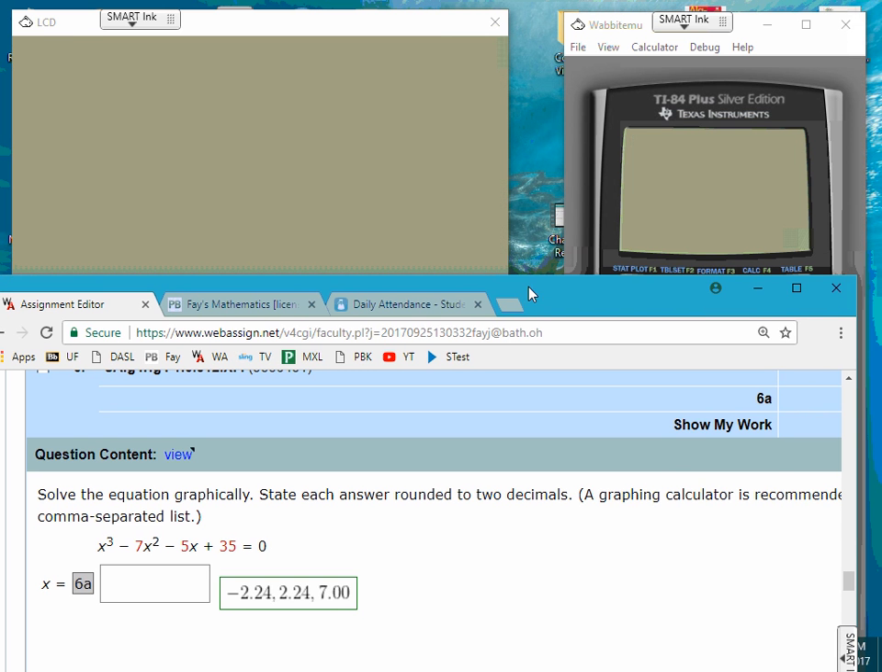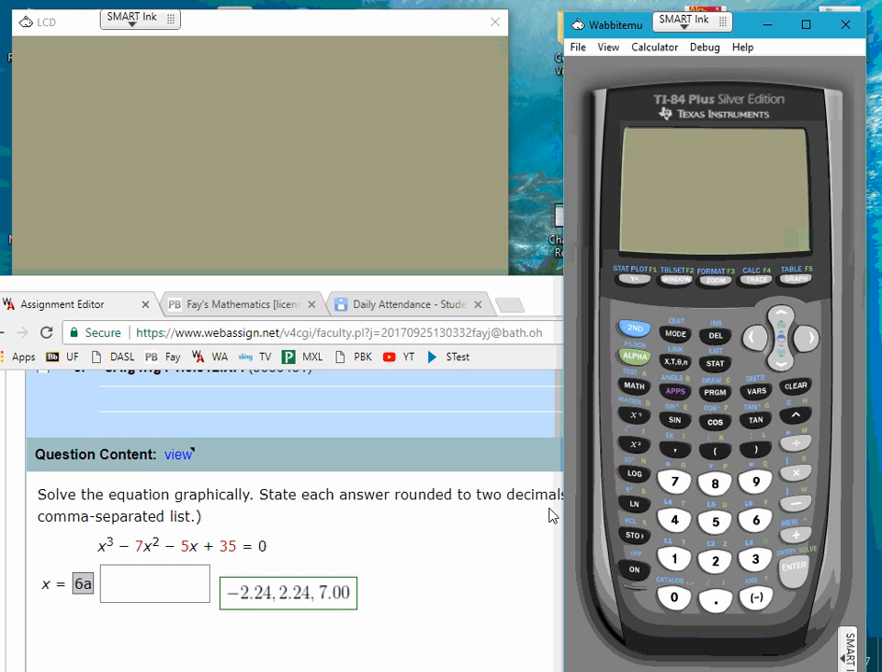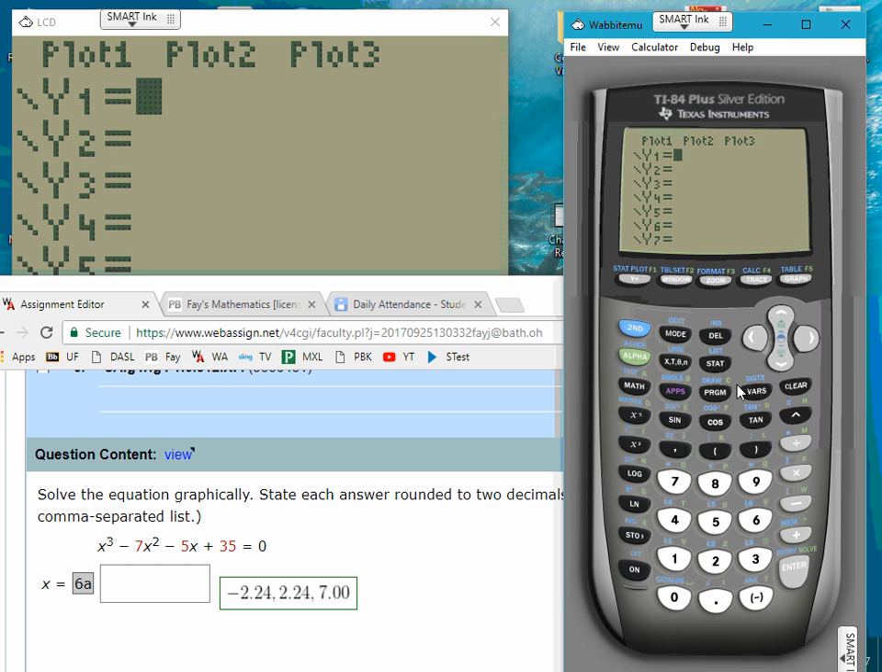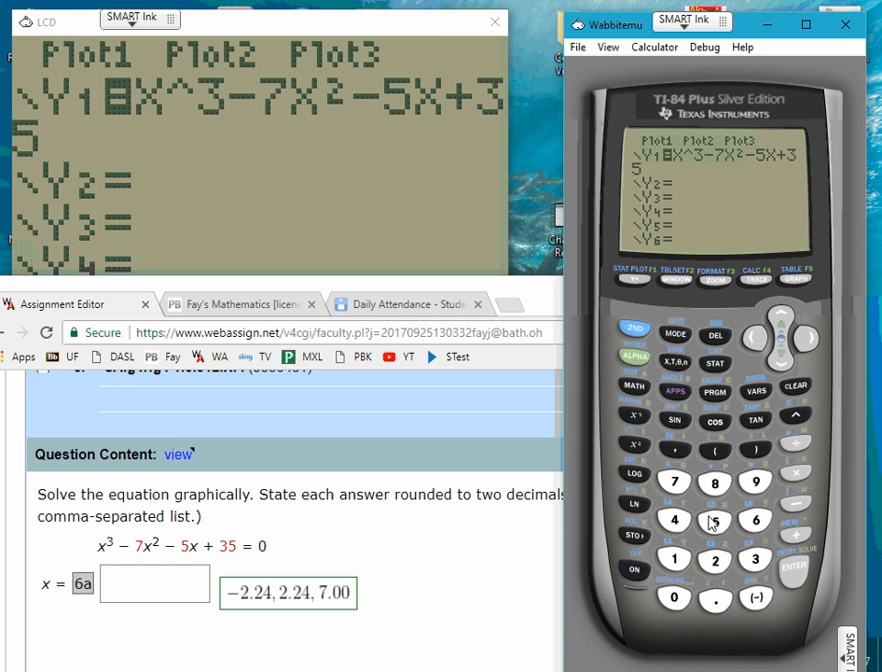So we're going x cubed. That's the way you want to do it. You're going to go to the y equals, and you type in x cubed minus 7x squared minus 5x plus 35, and just leave that as y1.